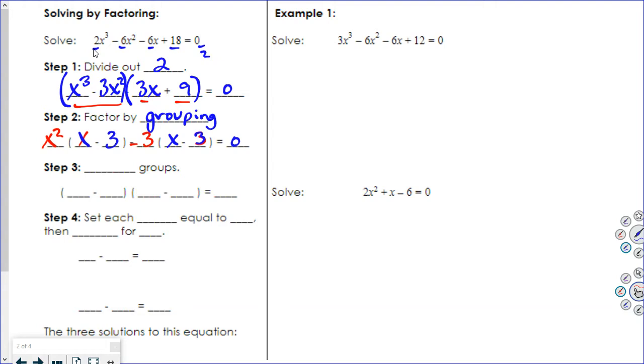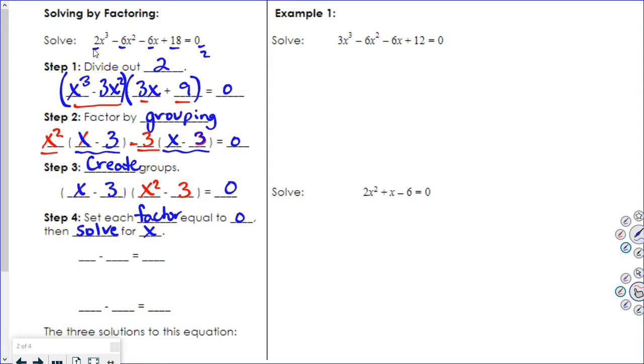Now notice, when we look at this, we have a matching set of parentheses. We want a matching set of parentheses because your next step is going to be to create groups. So you're going to put the matching set in one parenthesis, and then you're going to put what I call the leftovers in the other set. So x squared minus 3 will go in the other set. Again, we have this currently equal to 0. Once you get to that point, you're going to set each factor for each set of parentheses equal to 0, and then you're going to solve for x.